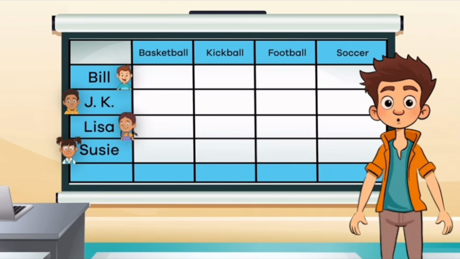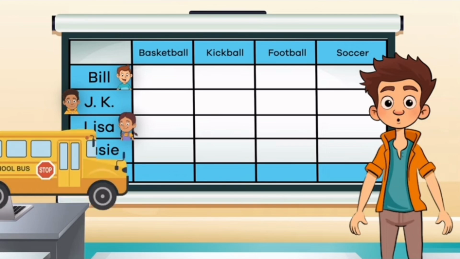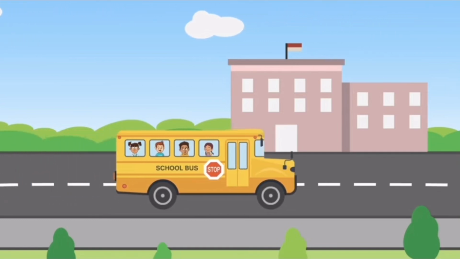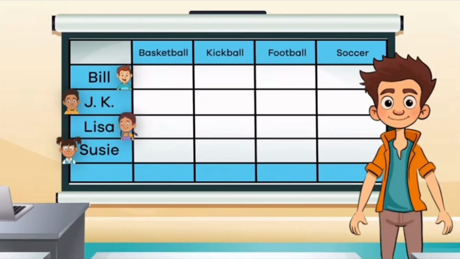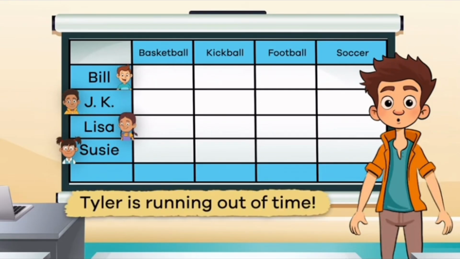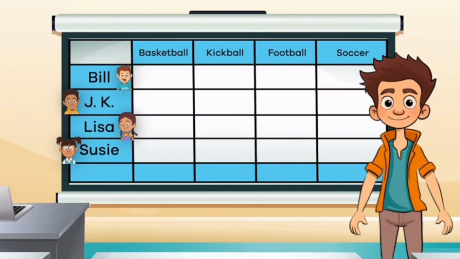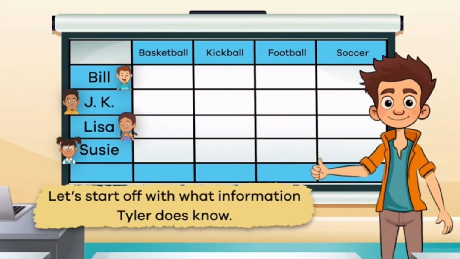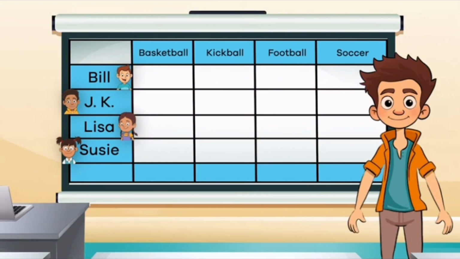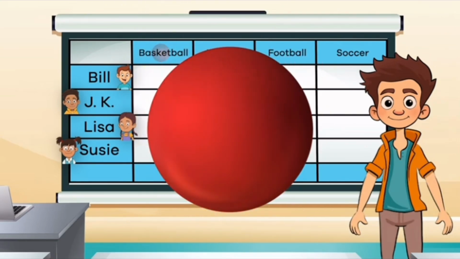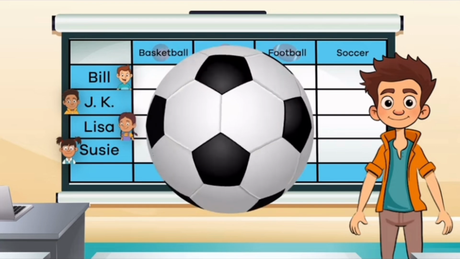The worst part? He cannot ask them again because all of them are on a field trip. What a bummer! Since the assignment is due today, Tyler is running out of time. Let's see if we can help him. Let's start off with what information Tyler does know. There are 4 sports to choose from: basketball, kickball, football, and soccer.